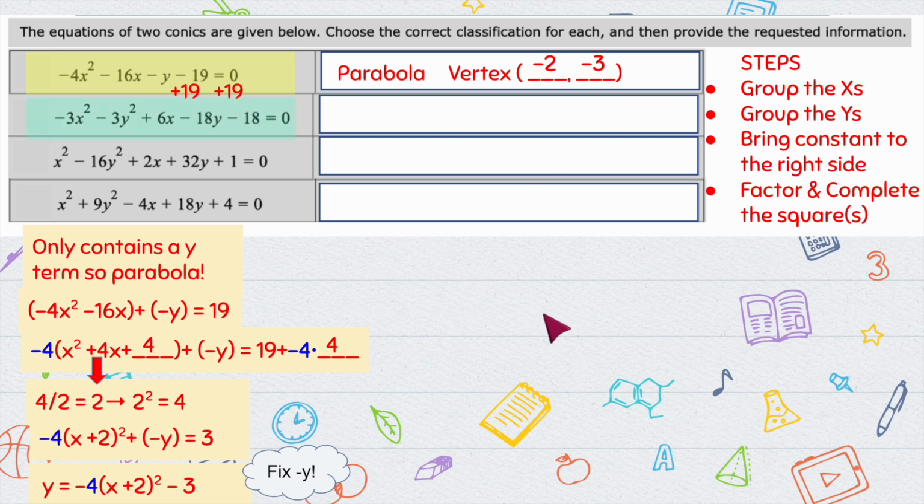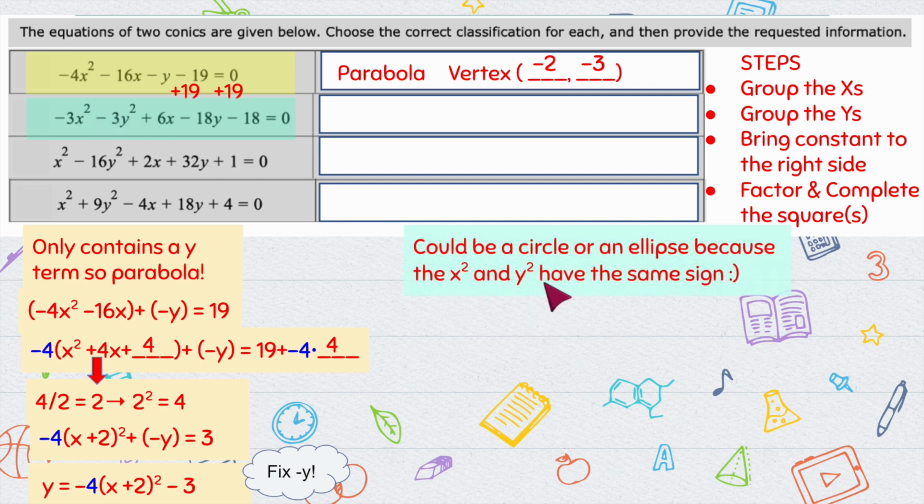All right, let's take a look at the next one here. This one has an x squared and a y squared. So I know that it's either going to be a circle or an ellipse. I specifically know it's going to be one of those two because it has the same sign. So I know it's not going to be a hyperbola. Even though they're both negative right now, that will actually correct itself once we get it in standard form. I just know right now they're both the same sign, so it will either be a circle or an ellipse.